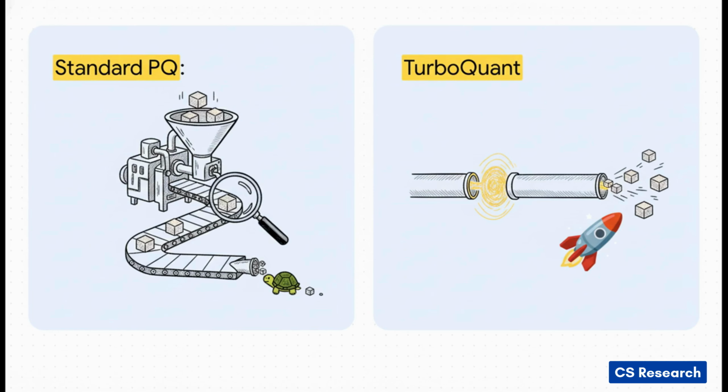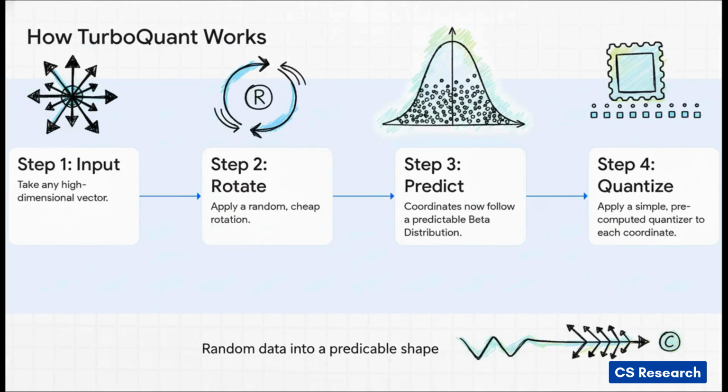But TurboQuant? It's data oblivious. It doesn't need to see any data beforehand. It just works, on the fly, which makes it absolutely perfect for compressing that dynamic KV cache we were just talking about. So how does it pull off this magic trick?